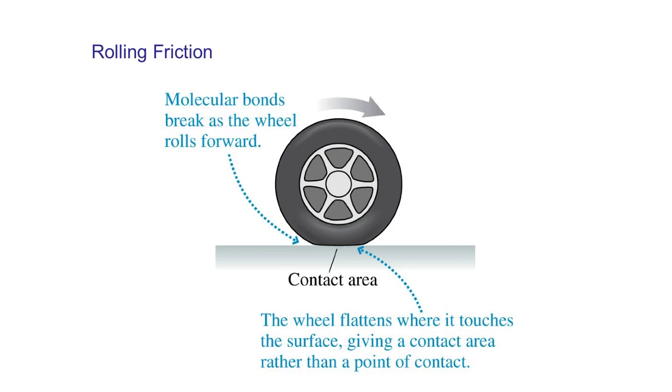So the rolling one has to do with the contact of the tire with the road and how the forces interact at that interface. Because it's circular motion, analyzing this one requires a little bit of care, and we'll do that next time. Okay? But what happens is when you drive your car, the wheel flattens where it touches the surface, giving a contact area rather than just a point of contact.